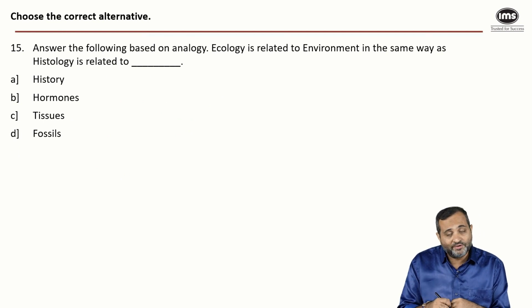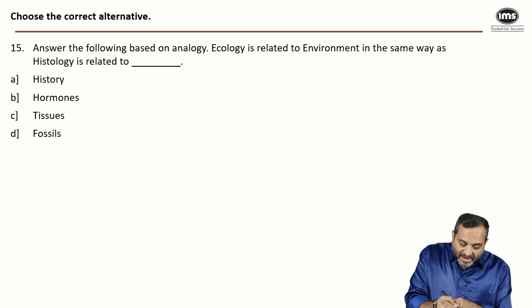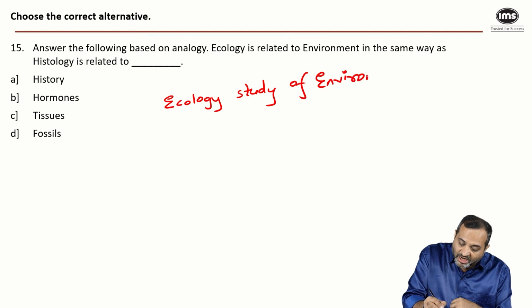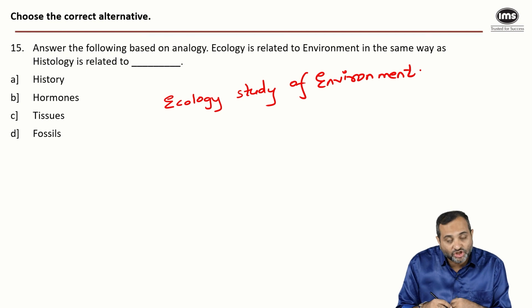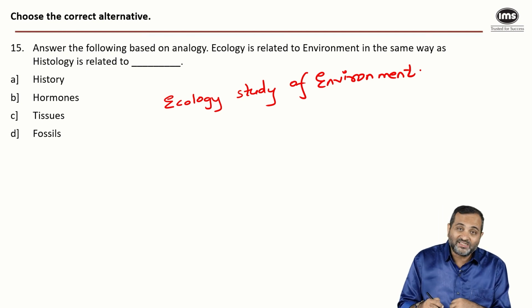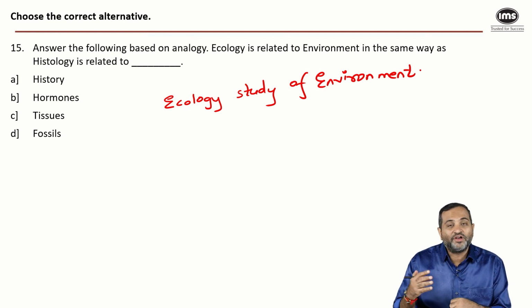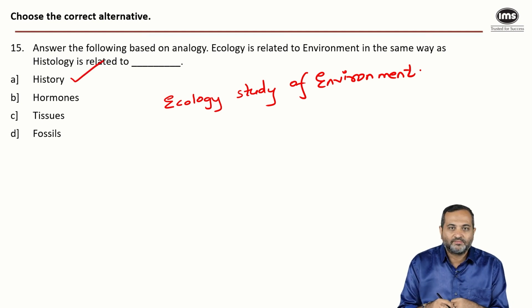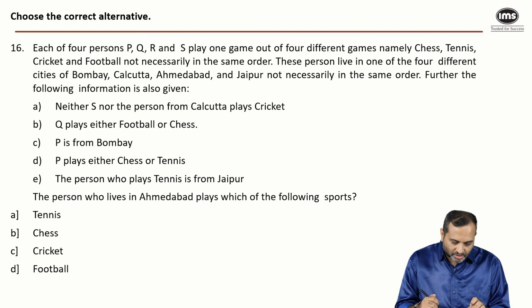Ecology is related to environment. So what is the relation between ecology and environment? Can I say ecology is called as study of environment? Ecology is called as study of environment. So histology, what is histology? It is nothing but it is the study of history. Hence answer is first option A. Let's look at the next question.